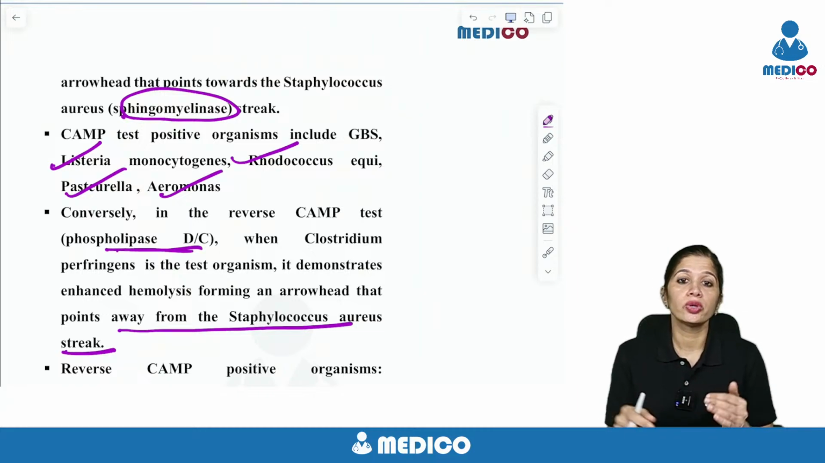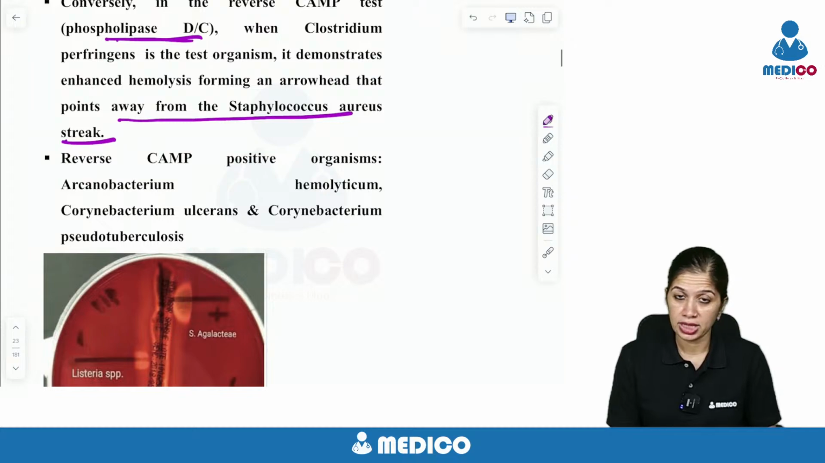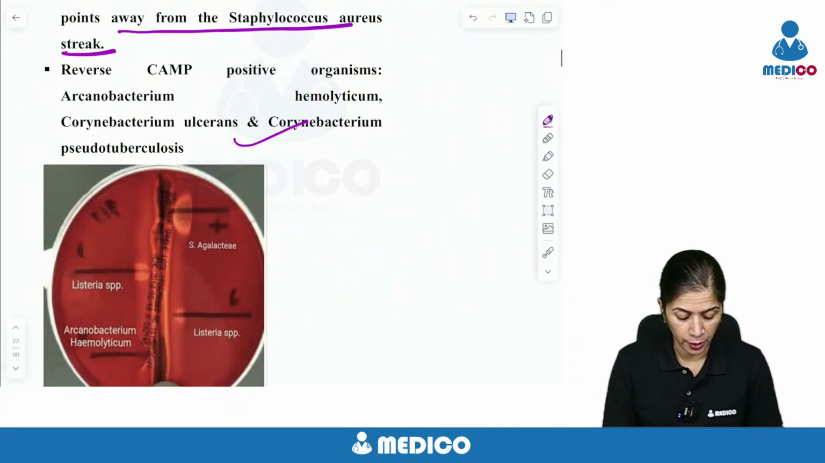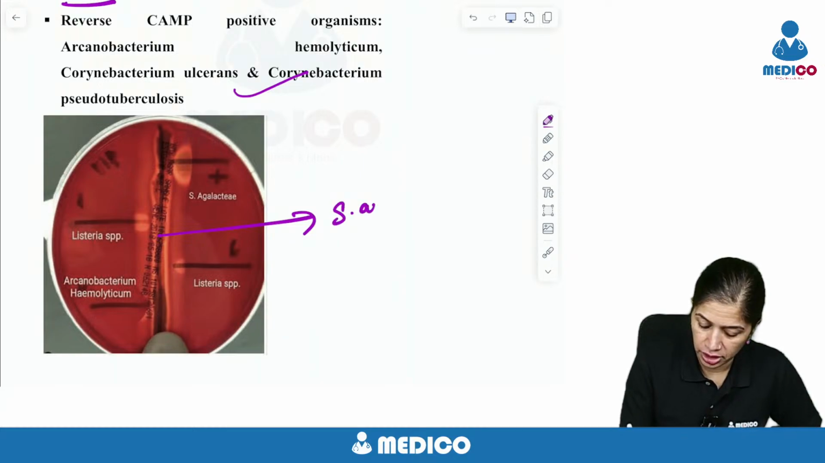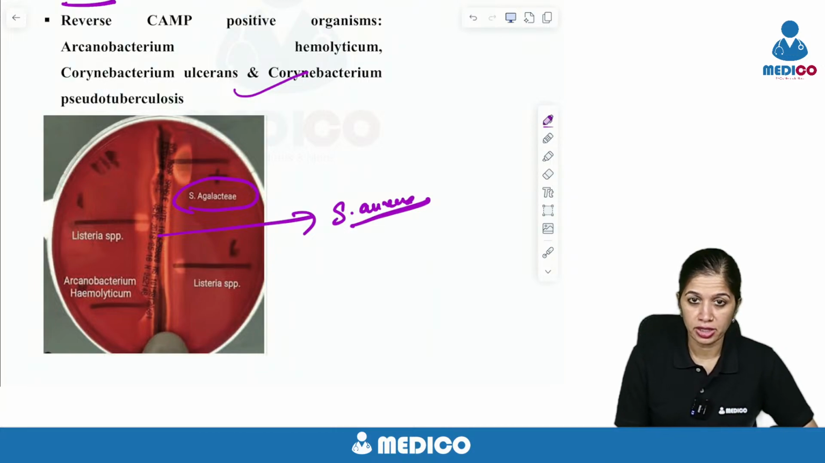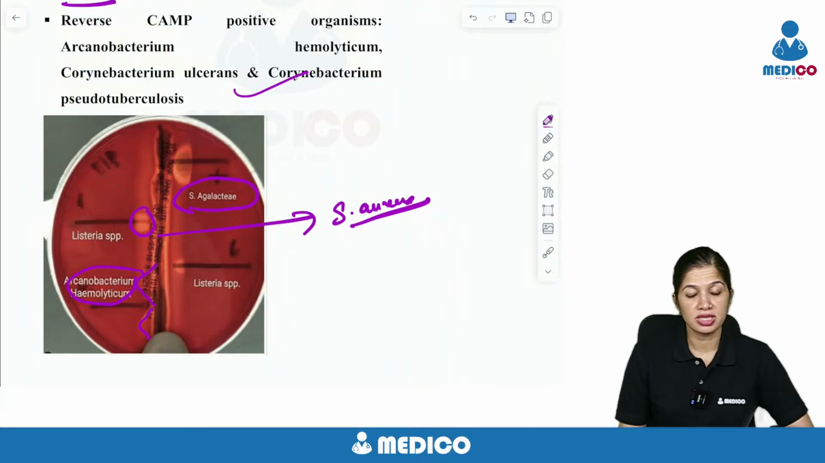This also is not unique to Clostridium perfringens. There are other organisms like Arcanobacterium haemolyticum and Corynebacterium ulcerans and pseudotuberculosis, which are also reverse CAMP positive. So here you can see this is the Staph aureus. Streptococcus agalactiae, there is an arrowhead that is pointing towards the Staph aureus. Here you can see this. Listeria also, there is an arrowhead that's pointing towards the Staph aureus. Whereas for Arcanobacterium haemolyticum and Clostridium perfringens, here you can see that this is the arrowhead. This is actually pointing away from the Staph aureus. Okay.